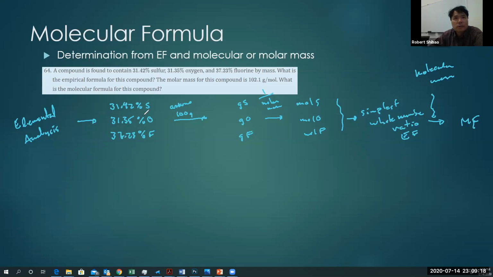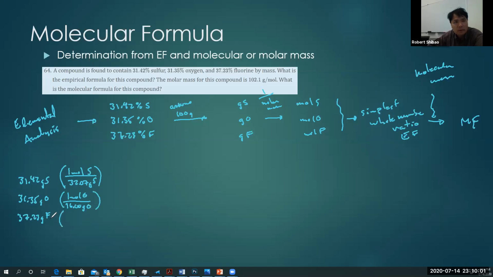So the first step is to assume a 100 gram sample. If I have a 100 gram sample, then 31.42% of that 100 grams is sulfur. And so what that means is I'm going to have 31.42 grams of sulfur, 31.35 grams of oxygen, and 37.23 grams of fluorine. Okay, then I'm going to convert it to moles. And so 1 mole of sulfur weighs 32.07 grams. I get this from the periodic table. And then 1 mole of oxygen atoms, average, weighs 16.00 grams.